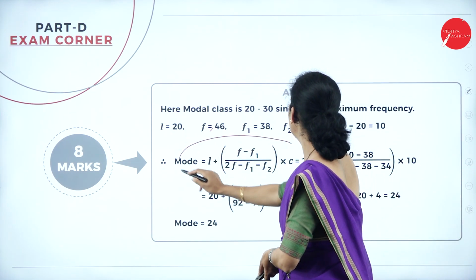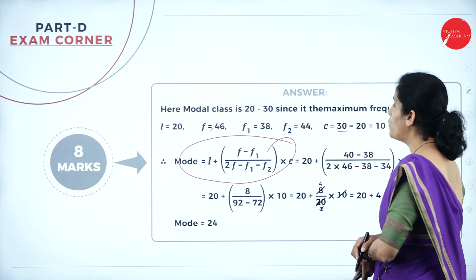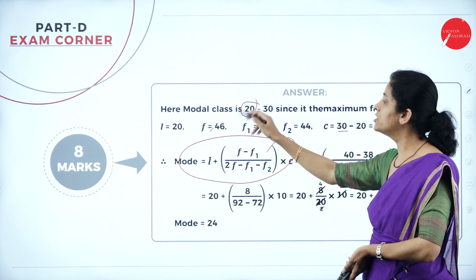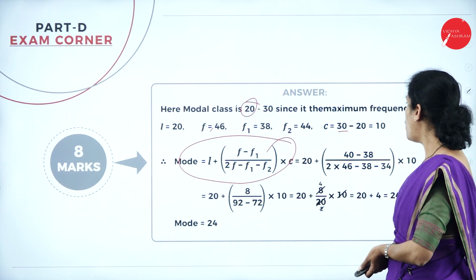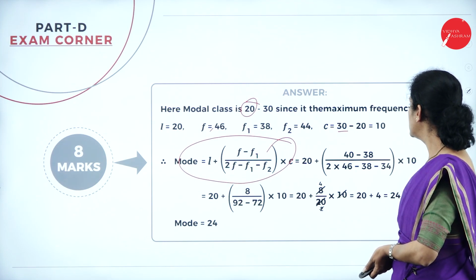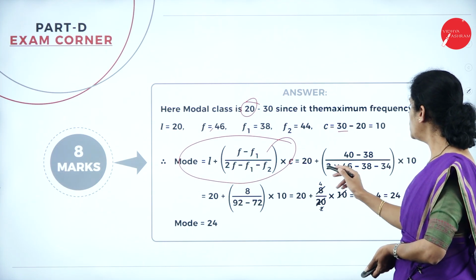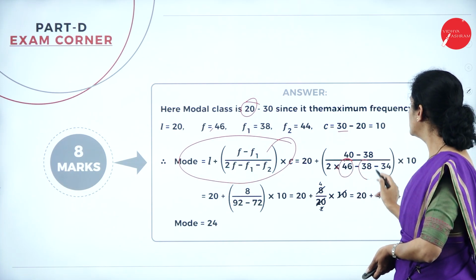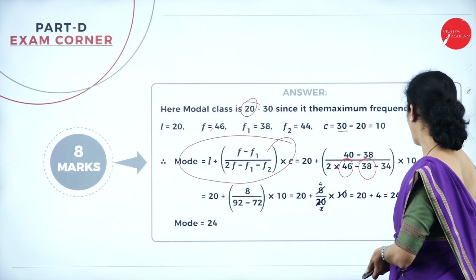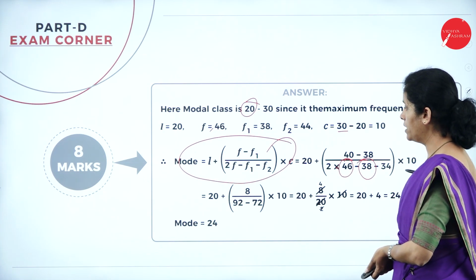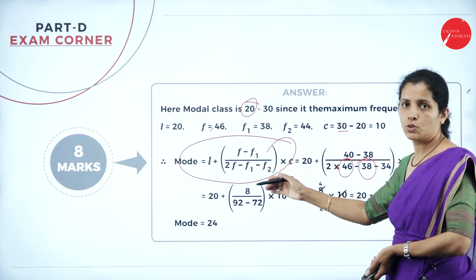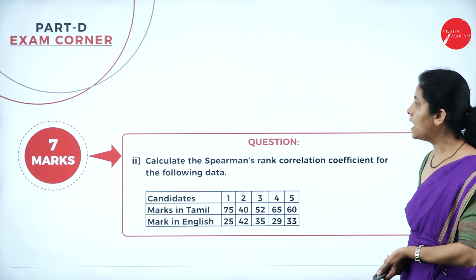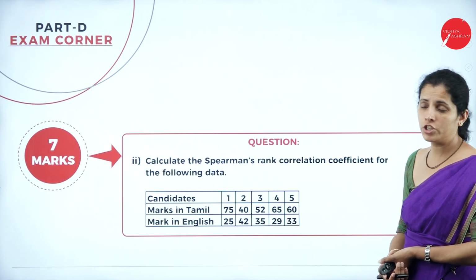Now I have the formula and I'm going to substitute the values. L is nothing but 20. So this is the initial class interval. So 20 plus 46 minus 38 divided by 2 into 46 minus 38 minus 44 into 10. Okay, when I simplify this one, I'm getting the answer 24. This is the mode.